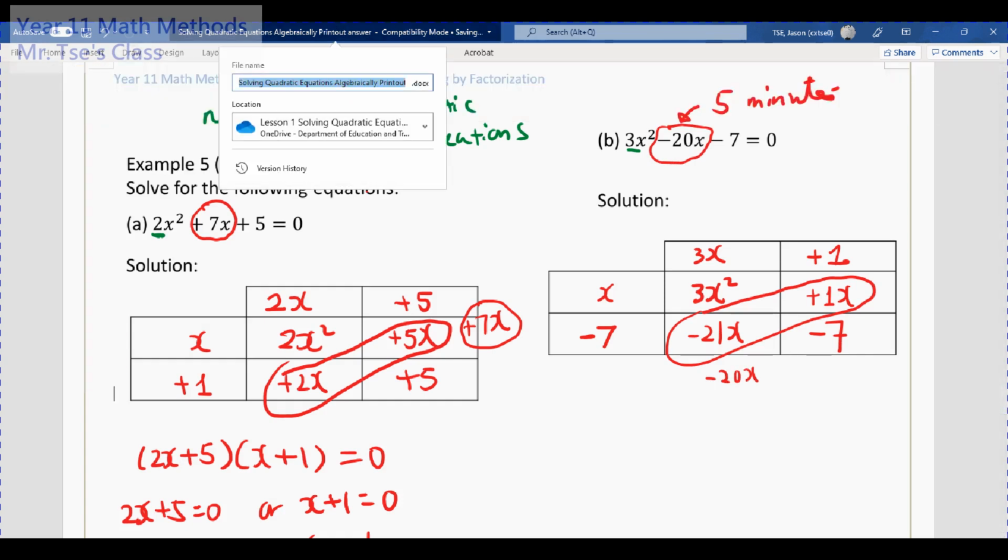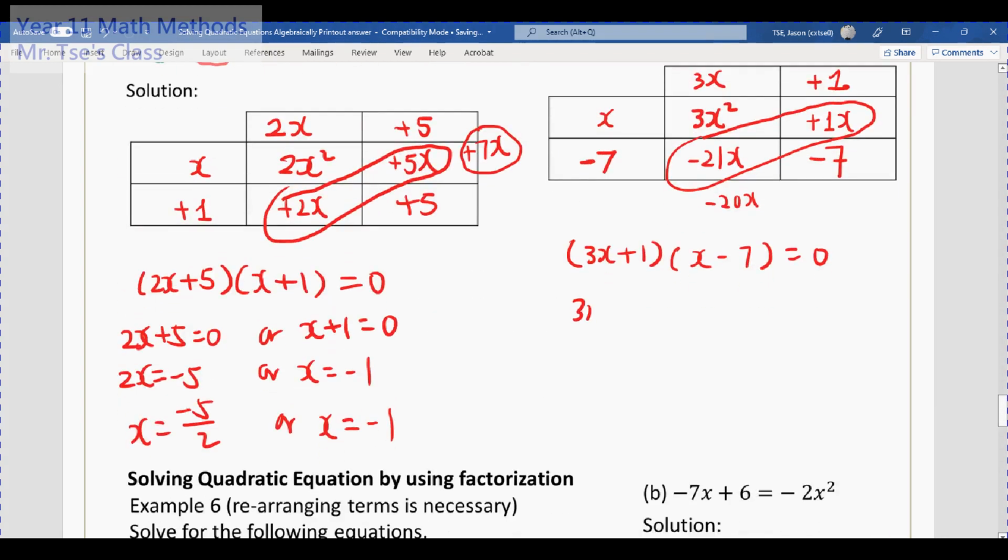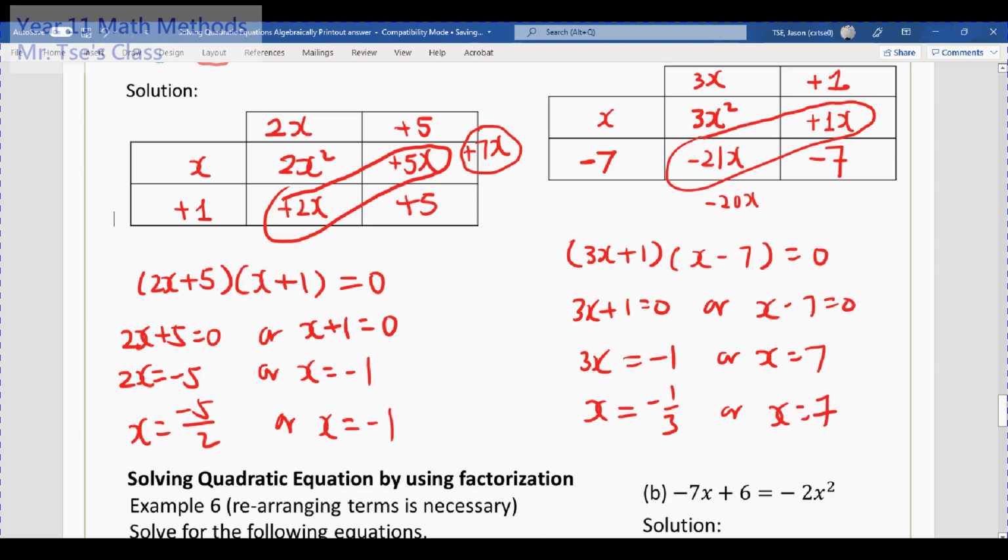All right, so that means we get the proper factors. Okay, and that's how it is. Just fast forward. That's it. All right.